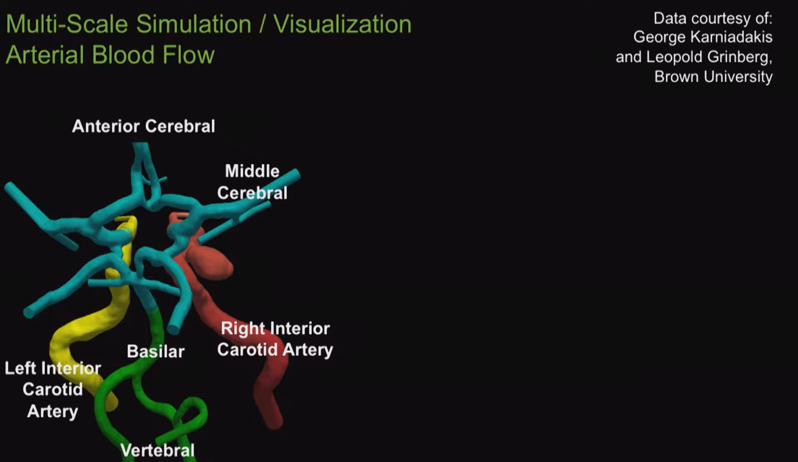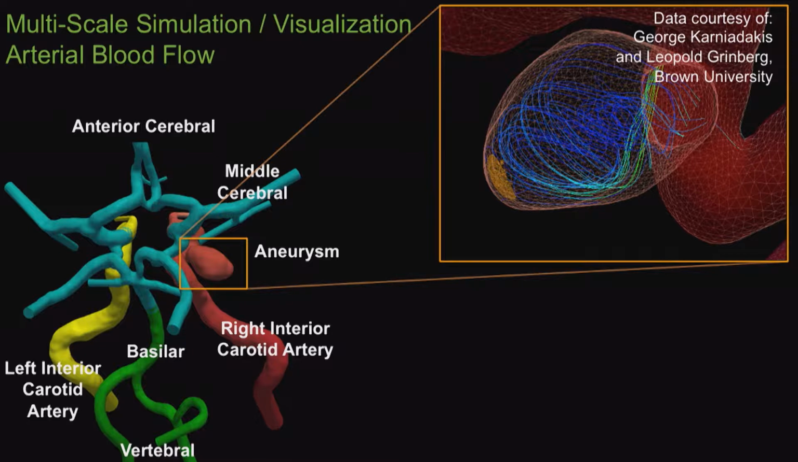So I'll just start with some examples. This is from a project, a collaboration that I've been working on off and on for probably 10 years or more, looking at multi-scale simulation and visualization. It's an example of arterial blood flow. In this particular example, what they're interested in is looking at what's happening in this area here. So what we're looking at is arteries in the brain reconstructed from real patient MRI data. And in particular, they're interested in this aneurysm that's formed on one of the walls of one of those arteries.